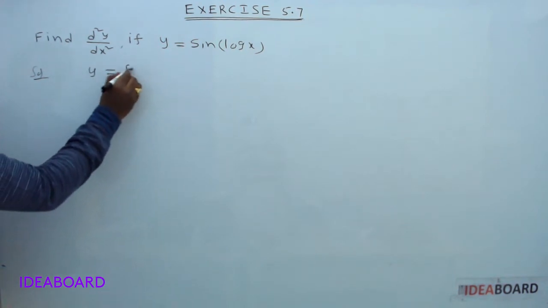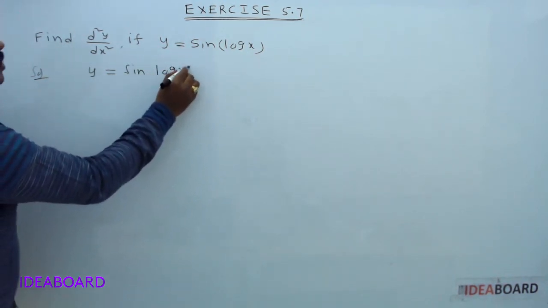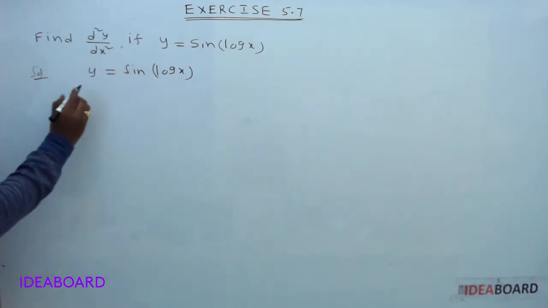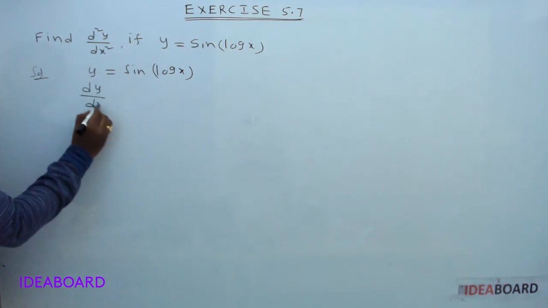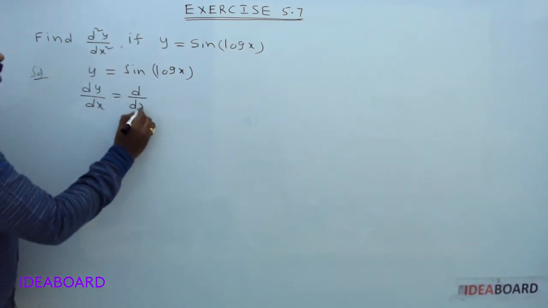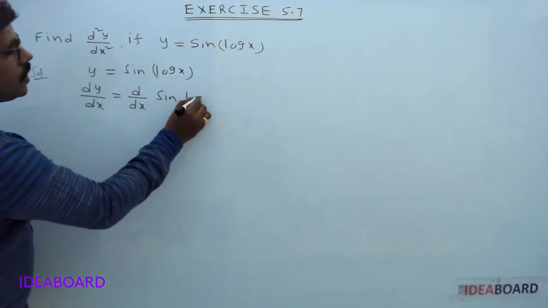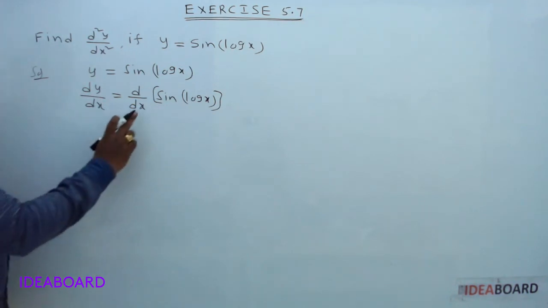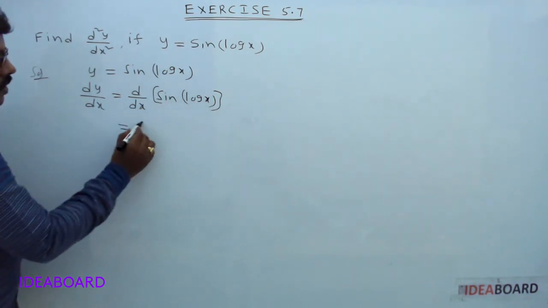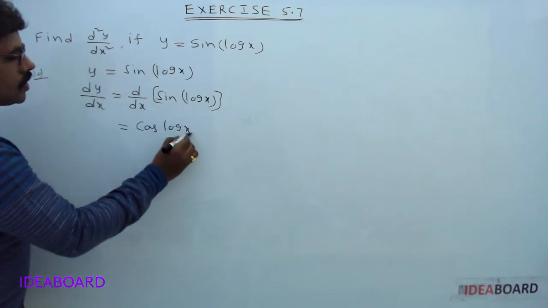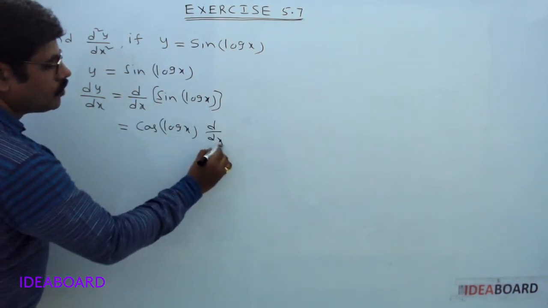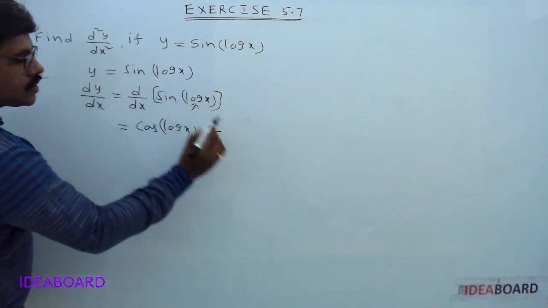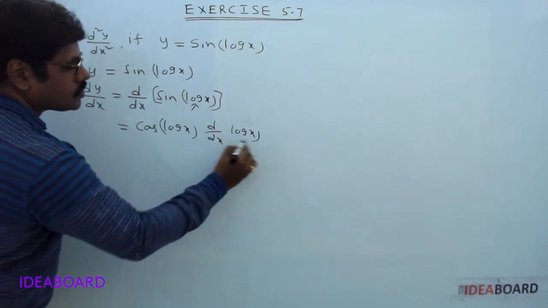y equals sine of log x. Now differentiate this equation on both sides with respect to x. dy by dx is equal to d by dx of sine of log x. Now this equals the derivative of sine of log x, which is cos of log x into the derivative of the angle of the sine function. What is the angle of the sine function? Log x. So the derivative of log x.